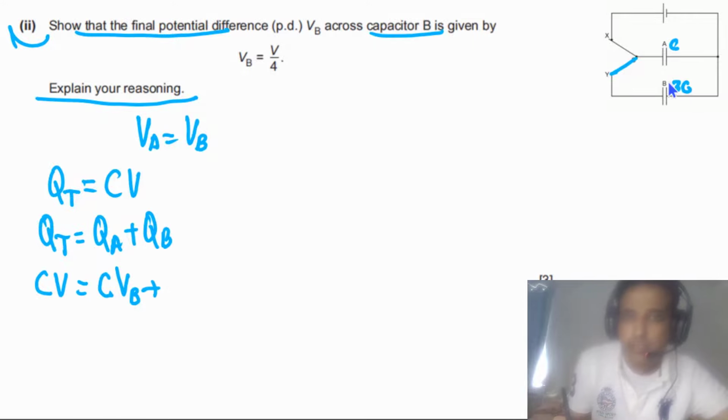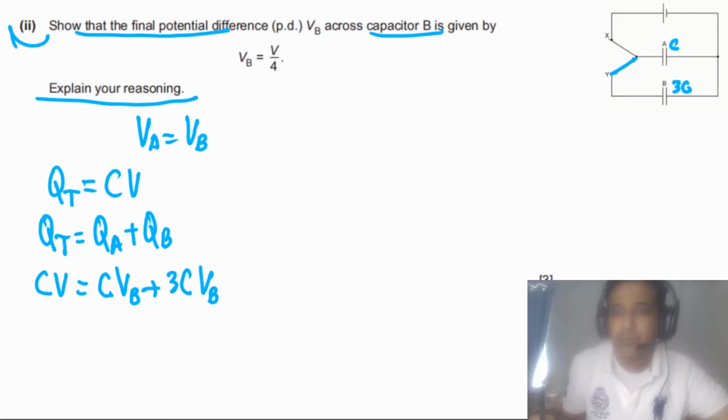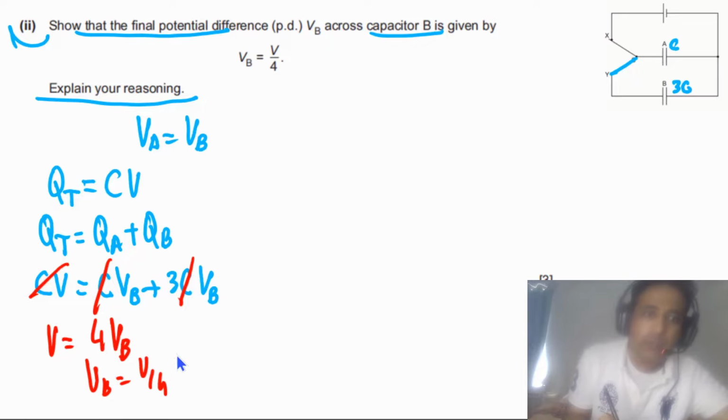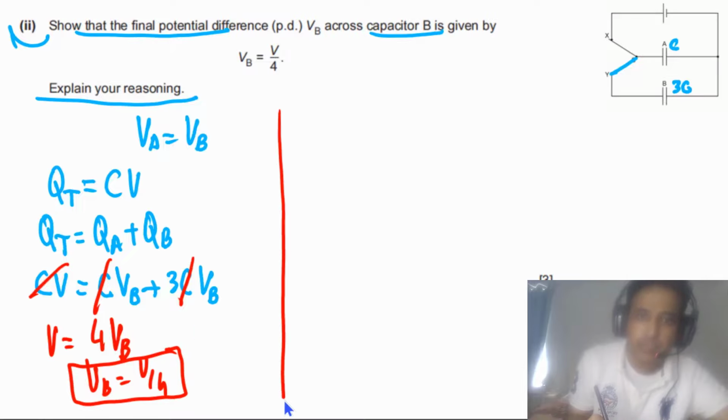And Q total across this capacitor will be equal to the capacitance of this capacitor times the final PD across this one. So from here we can cancel this C with this C. So we are left with V is equal to VB plus 3VB. So this is simply equal to 4VB. So from here we can find out that VB is equal to V by 4. So this is one way to answer this problem. So you can answer this problem like this.